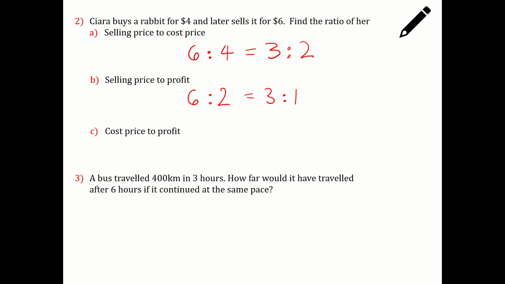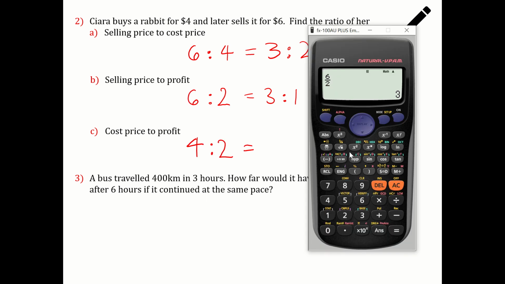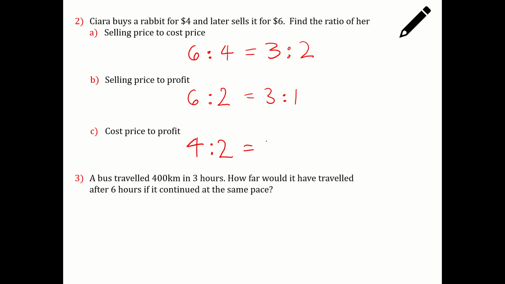Okay, cost price to profit. Okay, so the cost of buying the rabbit was $4 and her profit was 2. Again, we check if we can simplify it. So we put it into our calculator. We have 4 on the top, 2 on the bottom. When we press equals, we get 2. Remember, when it's a whole number, it's that whole number to 1. So the ratio becomes 2 to 1.